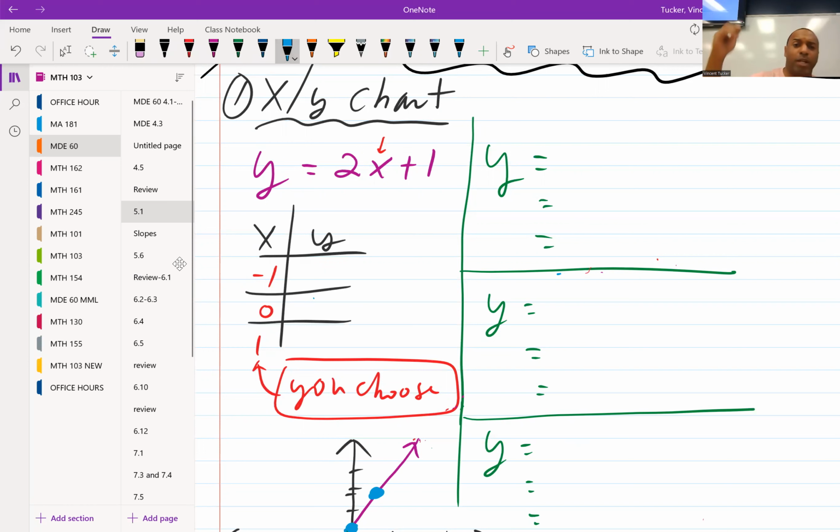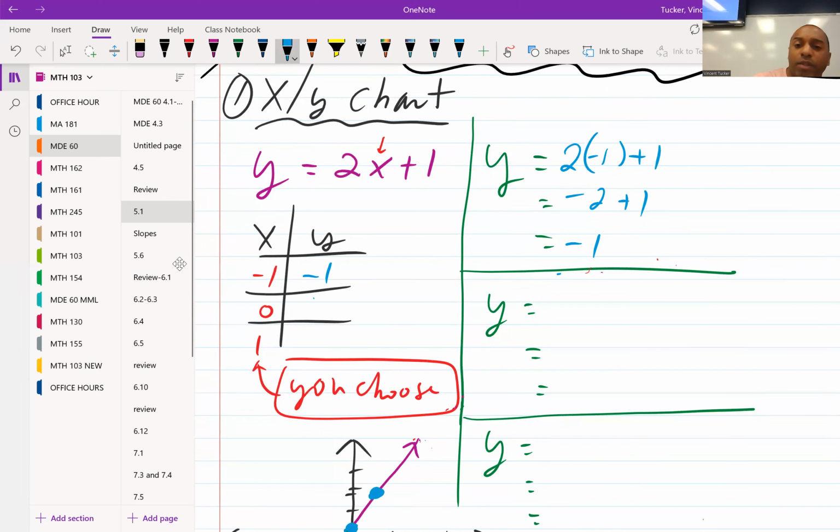And then from there, you're going to plug it into your equation for x and find the corresponding y value. So 2 times -1 plus 1, that'll be -2 plus 1. -2 plus 1 is -1. So it just so happens that when you plug in -1, you get out -1. Of course, that won't always be the case.